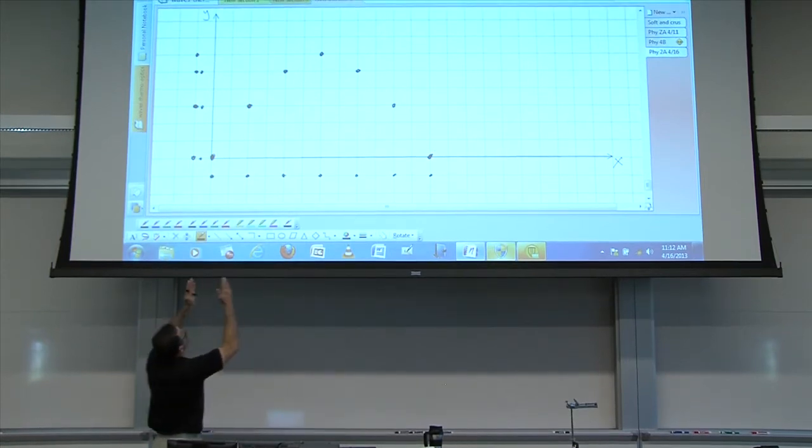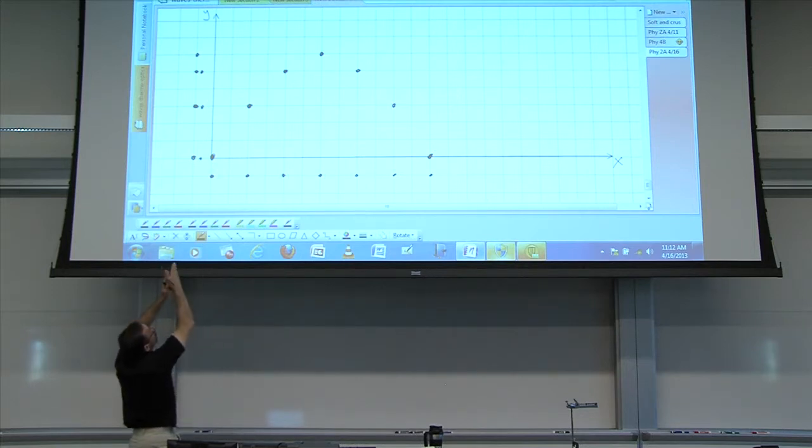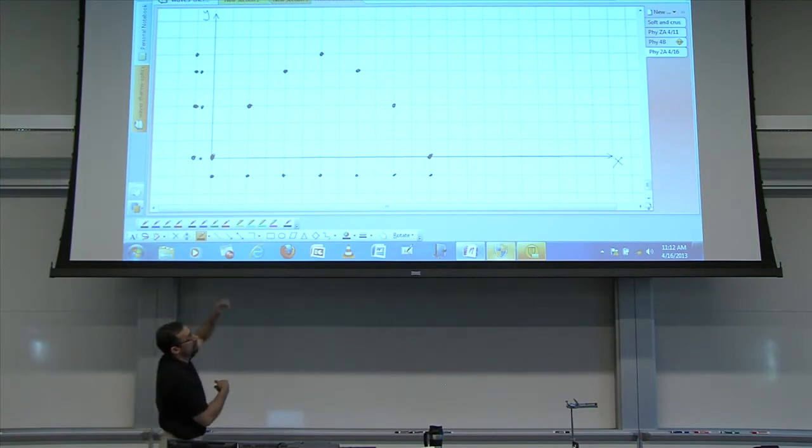But it's as if we just threw it up, straight up into the air, right? We could project these dots onto the y-axis, and we would get the same pattern as if we just threw it straight up into the air with the same initial velocity in the y direction.